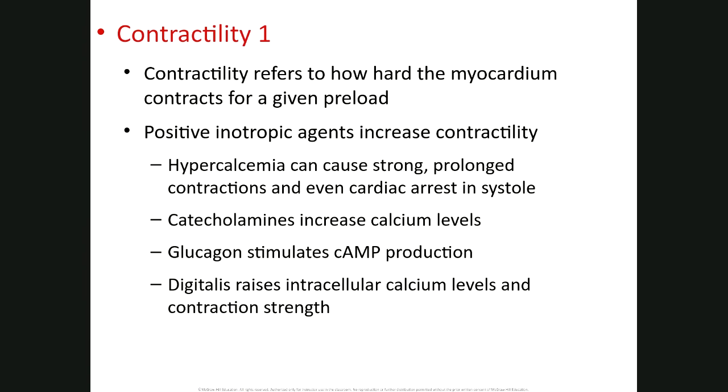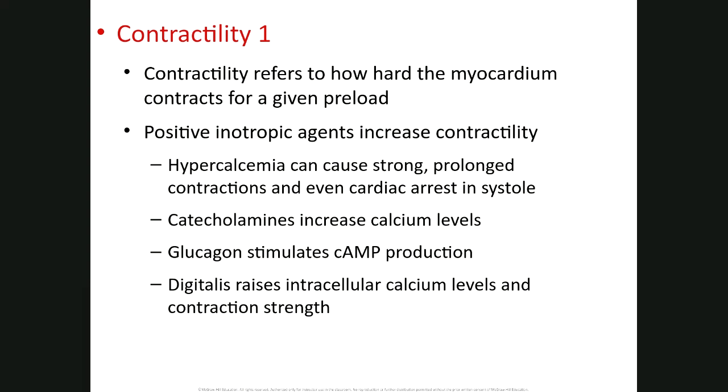Contractility refers to how hard the myocardium contracts for a given load. There are contraction changes here, so what we need are inotropic agents. Inotropic agents are agents that change contraction. There are positive, which increase contraction, and there are negative.